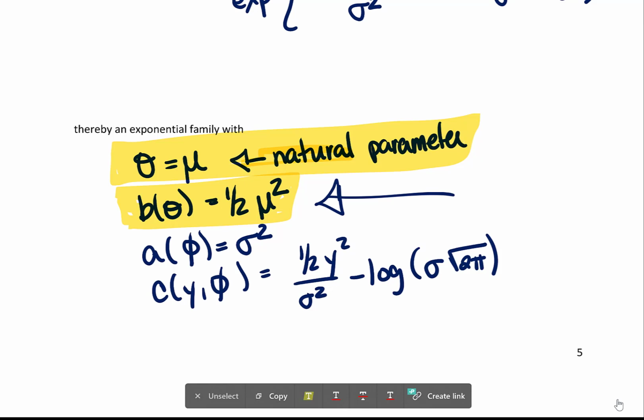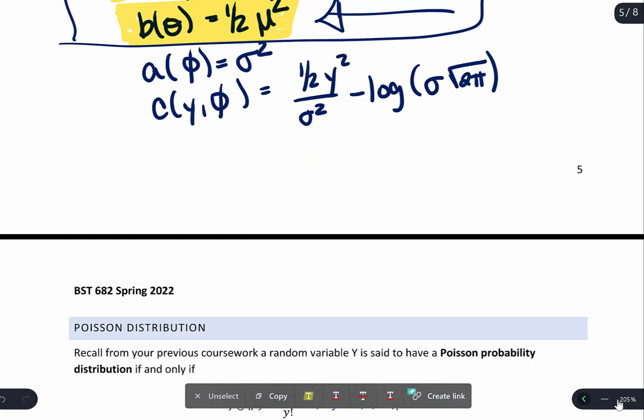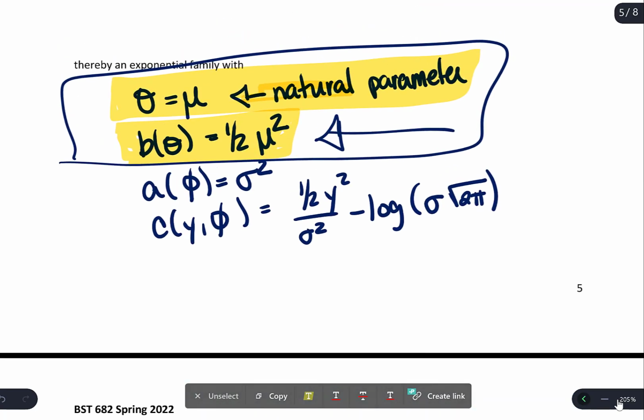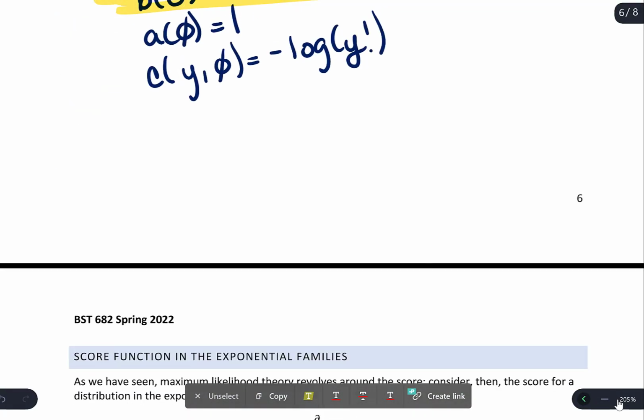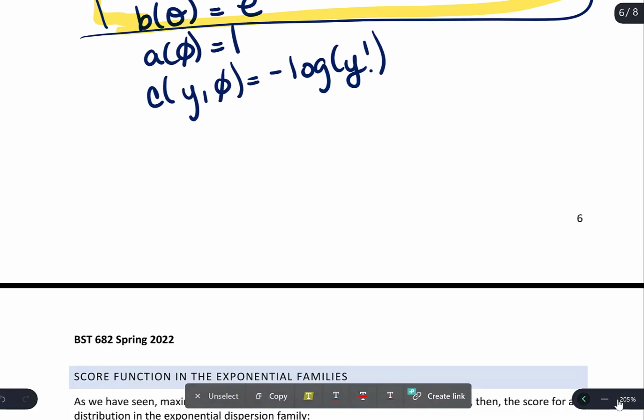So once you show that something belongs to an exponential family, what you really want to do is show that it belongs to an exponential dispersion family, even if it's a single parameter one, because in these cases a of phi is just going to be equal to 1. And the reason for it is if we put it in that format, we are going to get two useful pieces of information. Oh, sorry, that was for the normal. For the Poisson, these are the two useful pieces of information.